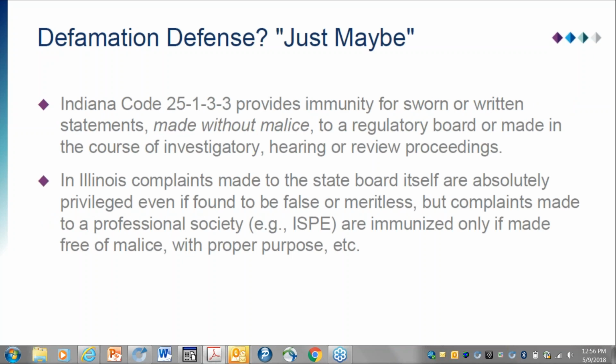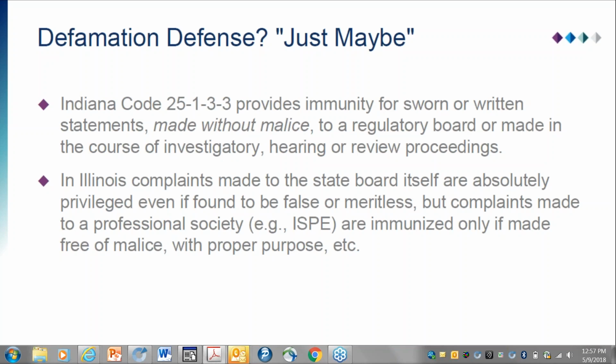So in Indiana, as long as you have made a sworn or written statement without malice, meaning without ill will or intent to harm somebody's reputation or business, to a regulatory board, or in the course of investigatory hearing or review proceedings, you have immunity. The key point to remember is that it's talking about sworn or written statements.